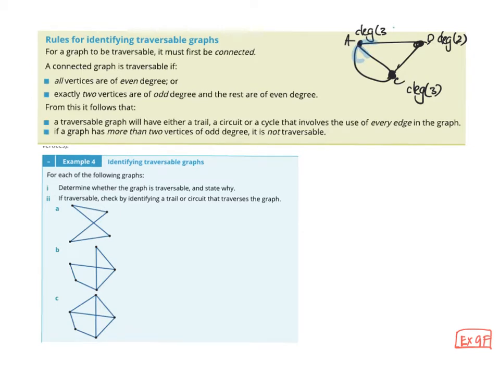Okay, so you can get a traversable graph if they are all even degree vertices, or there's only 2 odd degree and the rest are even. So if we go down here and have a look at these little graphs, I'm going to do the degree of all these vertices. The degree of this one is 2. It's got 2 lines. The degree of this one is also 2. The degree of this one is 2, and the degree of that is 2. So if they're all even, we can get a traversable graph.